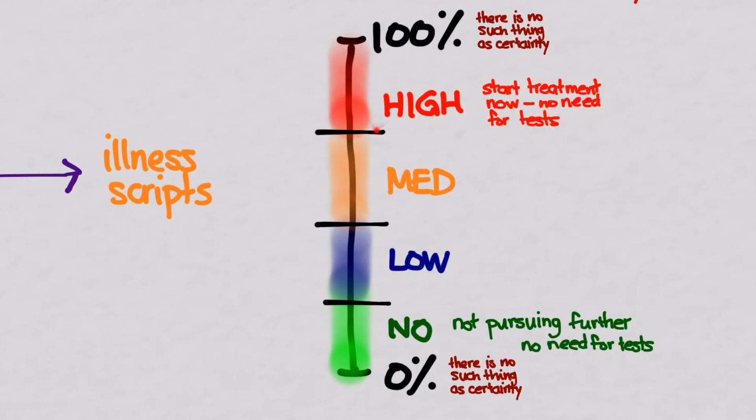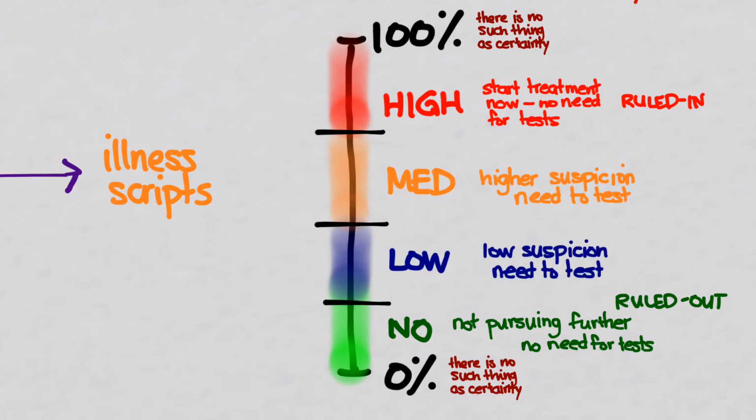And conversely, high means that you're going to start treatment now. You're so sure that they have this disease that you have no further need for testing. With no, also you have no need for testing because you're so sure they don't have it. So you could also say that in this case you've ruled it in, and in this case you've ruled it out. With no, you've ruled it out. With high, you've ruled it in. Now what about these middle 2 categories? In these categories, obviously, you have not ruled it in, and you've not ruled it out.